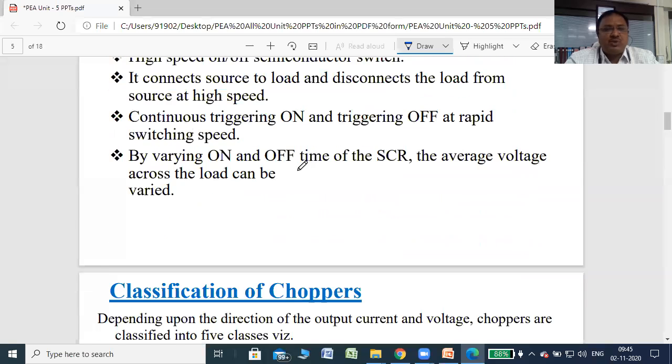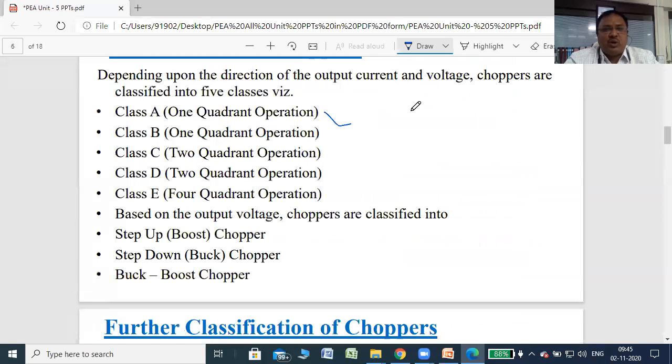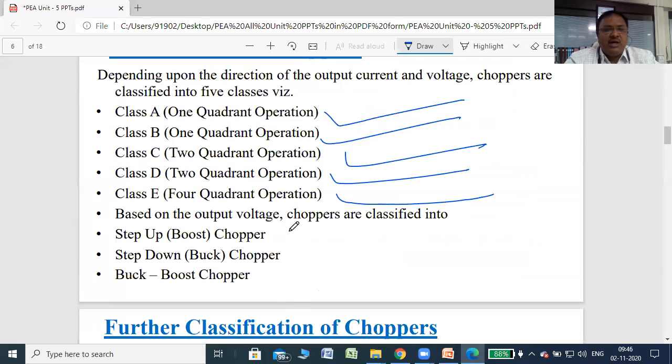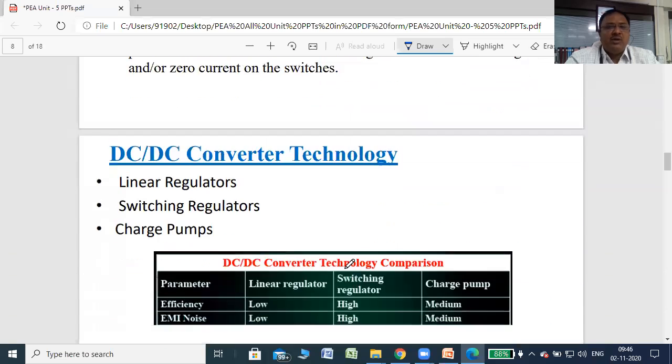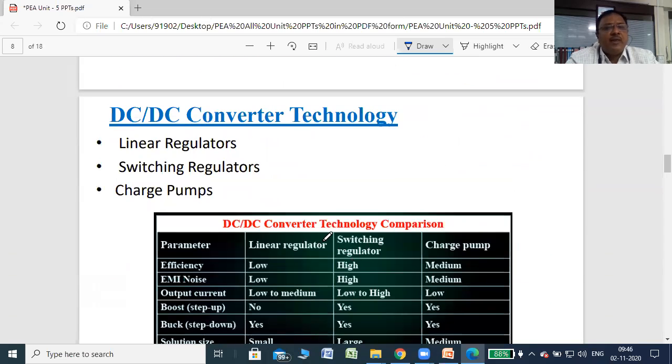So as per your syllabus, only class A, that is called one quadrant, class B, class C, class D, and class E, and these buck boost converters. These are the types that are part of your syllabus.